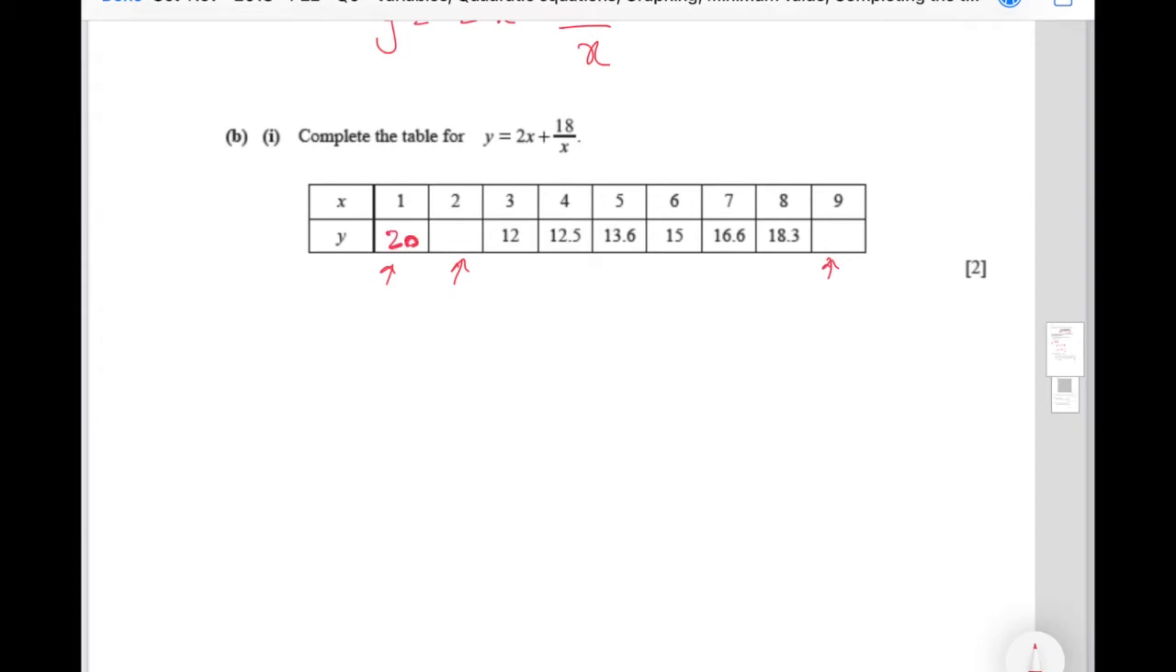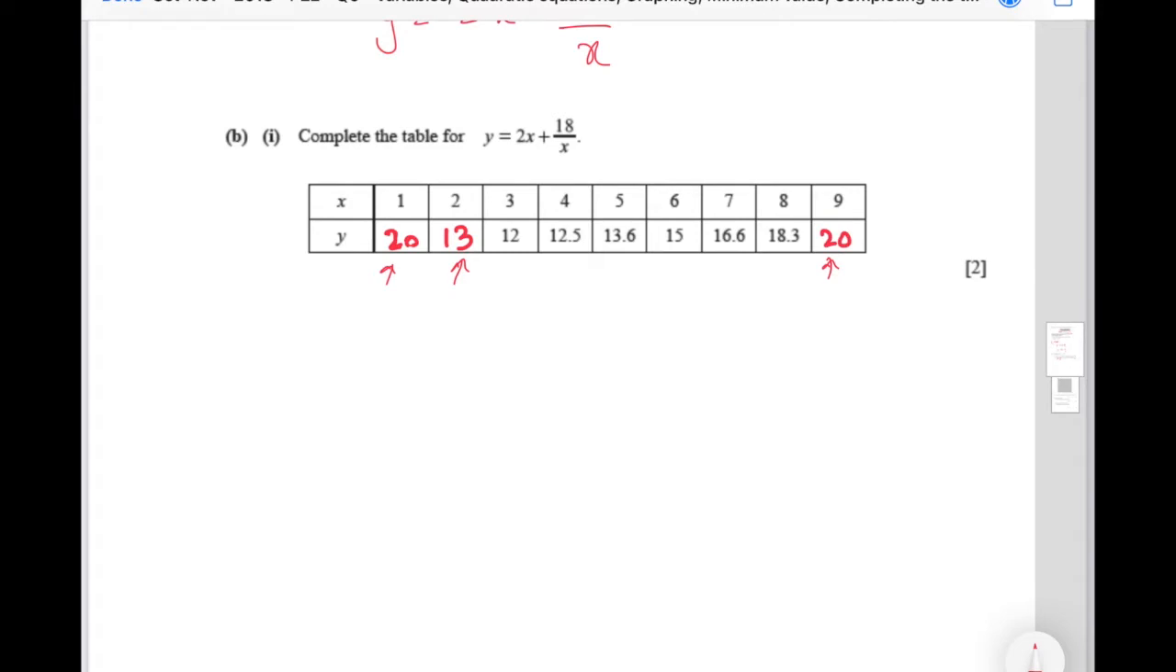The next value, 2, if you plug 2 into the calculator, 2 times 2 is 4. 4 plus 18 over 2, 18 over 2 gives us 9. So 4 plus 9 is 13. So this one is 13. Okay. The last one is 9. So 9 times 2 is 18. 18 over 9 is 2. So 18 plus 2 is of course 20 again.